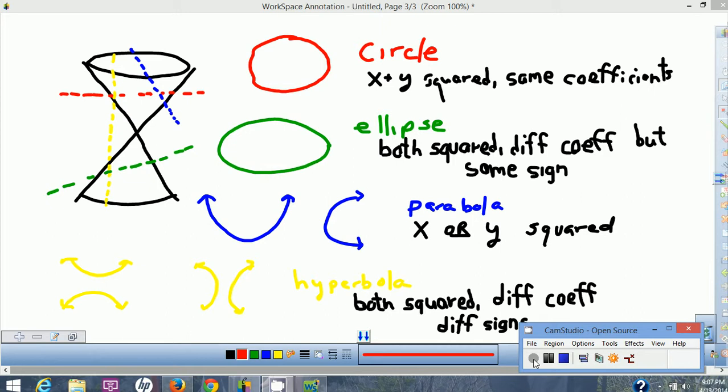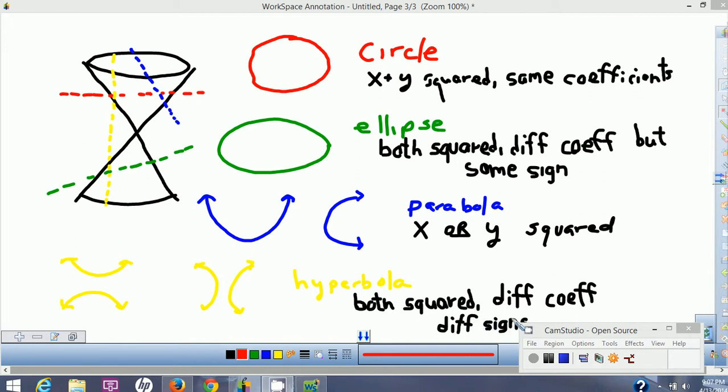So we've already talked about the parabola, and either x or y is squared. The circle occurs where x and y are squared and they have the same coefficients. When I look at the equation for an ellipse, the x and the y are both squared, and they have different coefficients, but they're both the same sign. With the hyperbola, they're both squared, they have different coefficients, they have different signs.